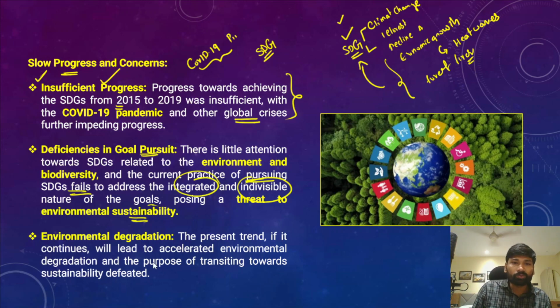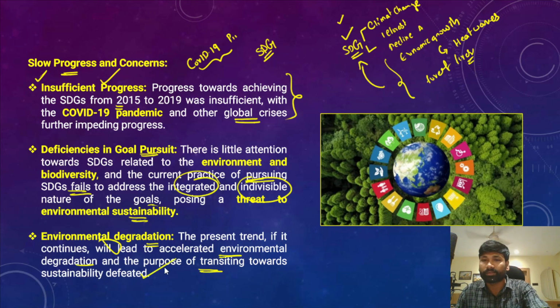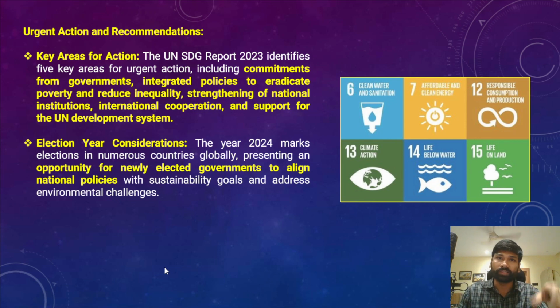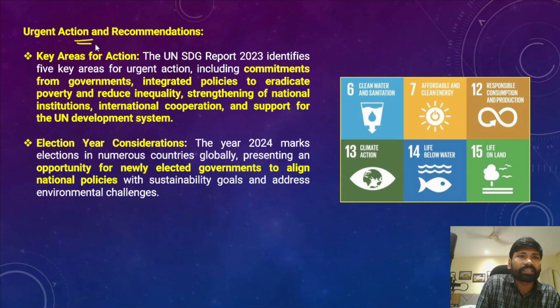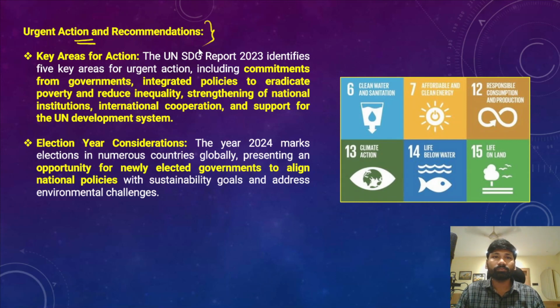Okay, we have been observing increased levels of environmental degradation in recent times. If the present trend continues, it will lead to accelerated environmental degradation, and the overall purpose of transitioning towards sustainability would be defeated, or we may not be able to achieve these Sustainable Development Goals in the longer term. However, in this respect, urgent actions or recommendations were also provided by the author. So what are the recommendations that the author has provided?